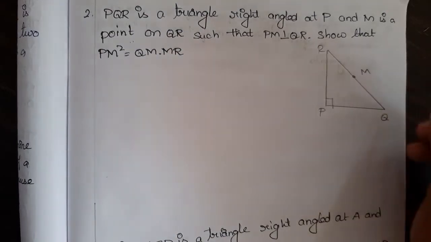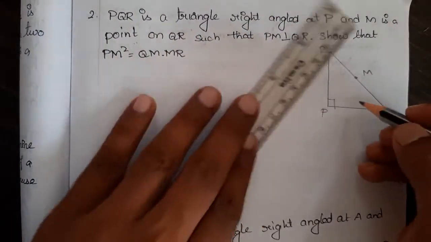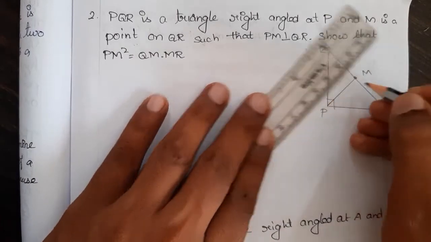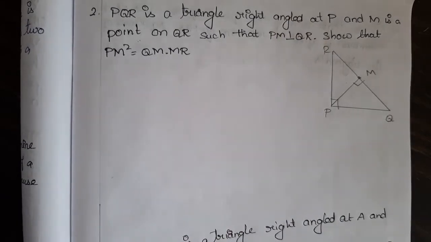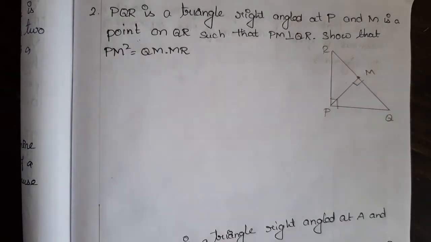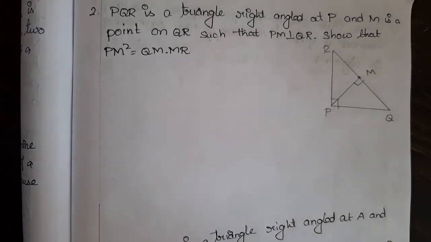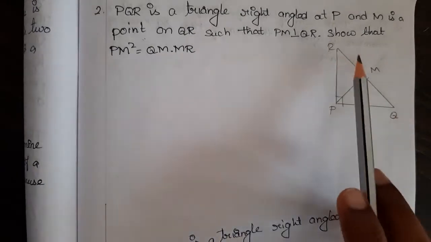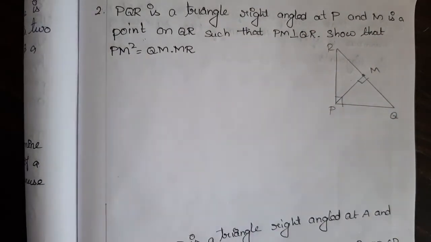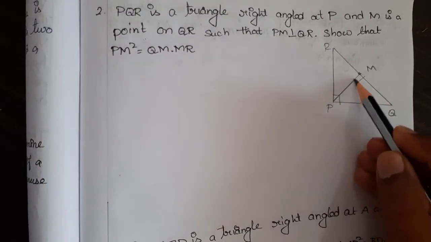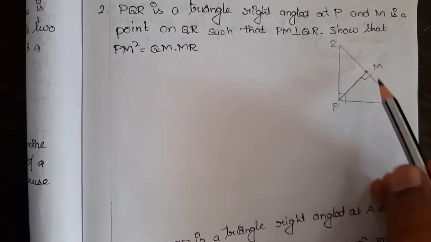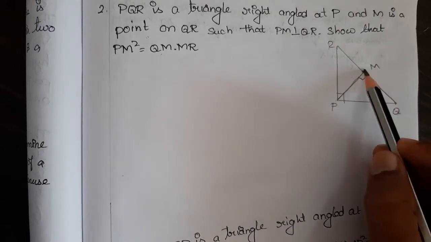Here let me consider a point M such that PM is perpendicular to QR. PM is perpendicular to QR, and this will satisfy theorem 6.7, right? So whenever you see a right angle triangle with the right angle at the hypotenuse, theorem 6.7 says that the three triangles are also similar to each other. So show that PM square is equal to QM into MR.